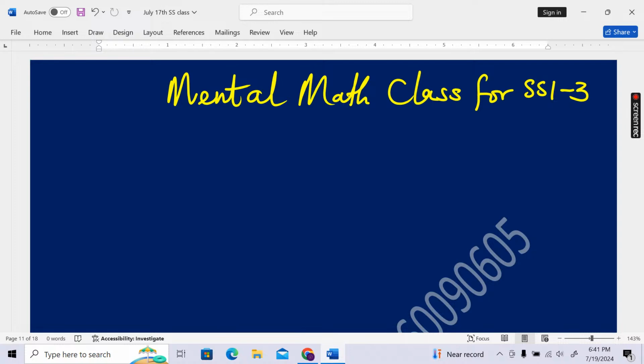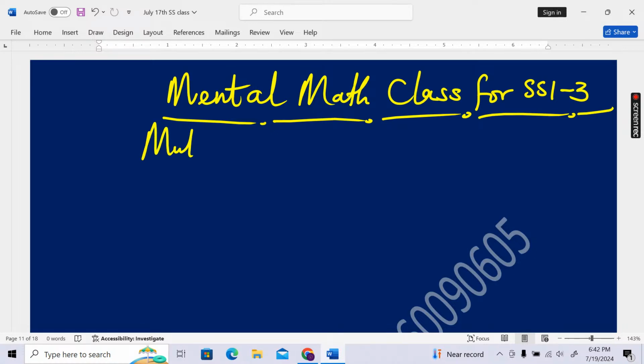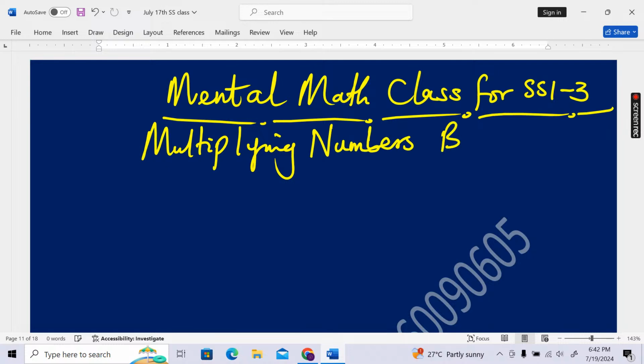Let us continue learning mental math. Now, what we're going to learn right now is multiplying odd and even numbers by 5. So we want to learn how to multiply by 5 in our head, mentally.